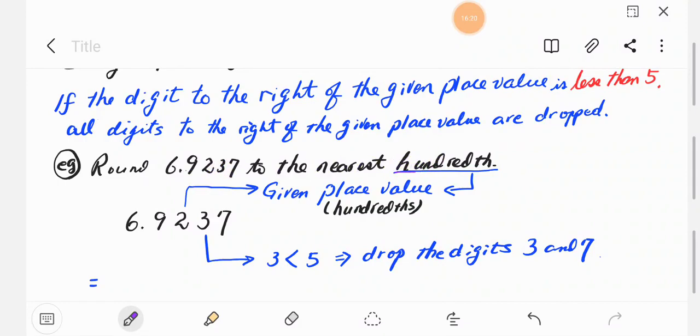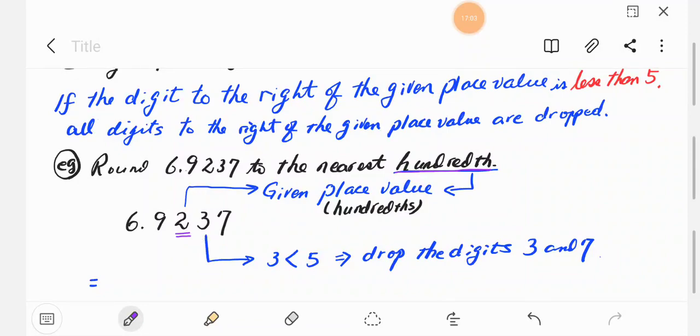Okay, so I'm going to round this number to the nearest hundredth. So hundredth is the place value. This 9 is the tenth, this is the hundredth, right? So this is the given place value, which is hundredth, and we will compare the digit next to this place value, which is 3. If the next digit is less than 5, then drop all these digits, the 3 and 7. So if the digit to the right of the given place value is less than 5, which 3 is, then all digits to the right of this given place value are dropped.